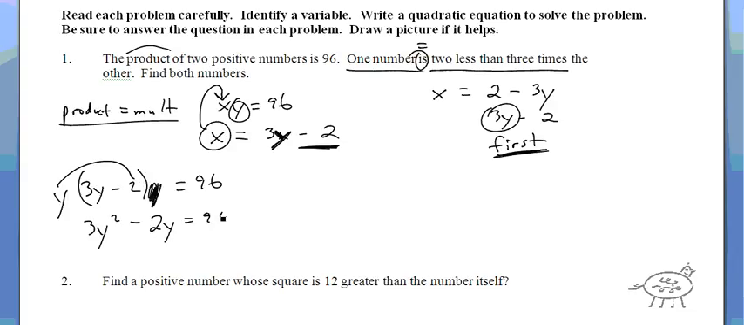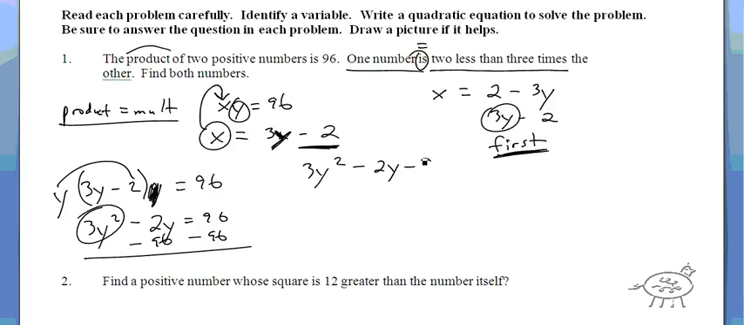Now you should recognize right away that you have to move everything over to one side because we have that 3y squared. So I'm going to subtract 96 from both sides, and I wind up getting 3y squared minus 2y minus 96 equals 0. This is going to be a little more complicated to solve, but you just have to work at it. If you don't know how to solve this, you could always use the quadratic formula. In this case we're going to factor. 3y squared is 3y and y. 96, that's the tough one. It turns out to be plus 16 and minus 6.